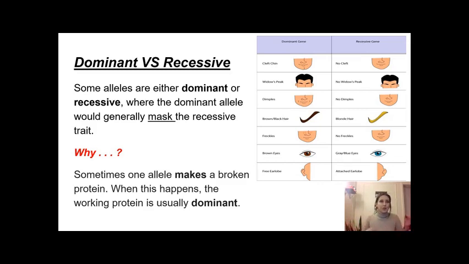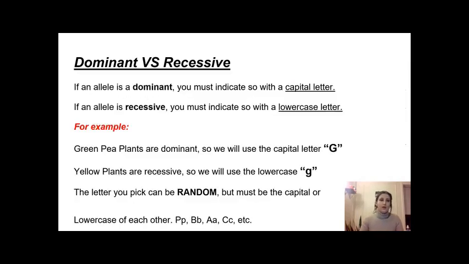Well, it's very complicated actually, but you would learn about that in possibly college genetics. But to make it a little simple, sometimes one allele makes a broken protein. When this happens, the working protein is usually dominant. So that would be the reason as to why.